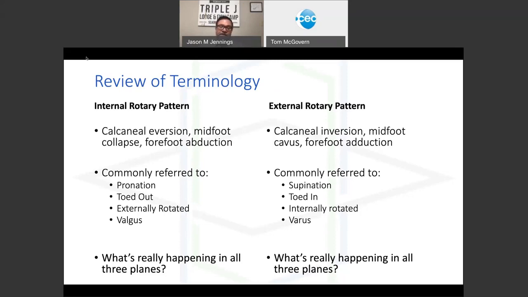A lot of times I hear out in the community that the foot is supinated, that the patient is toed in, internally rotated, or in varus. I think it's really important to understand what's happening in all three planes with these patterns and what we can do about it.